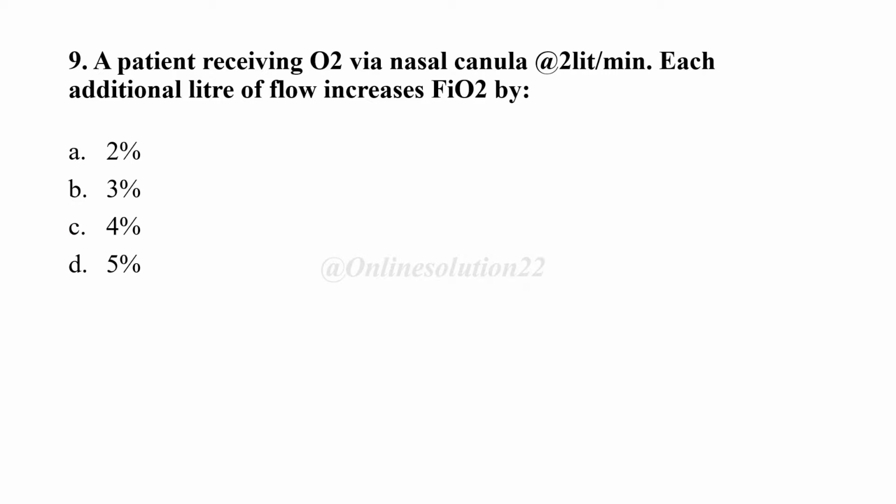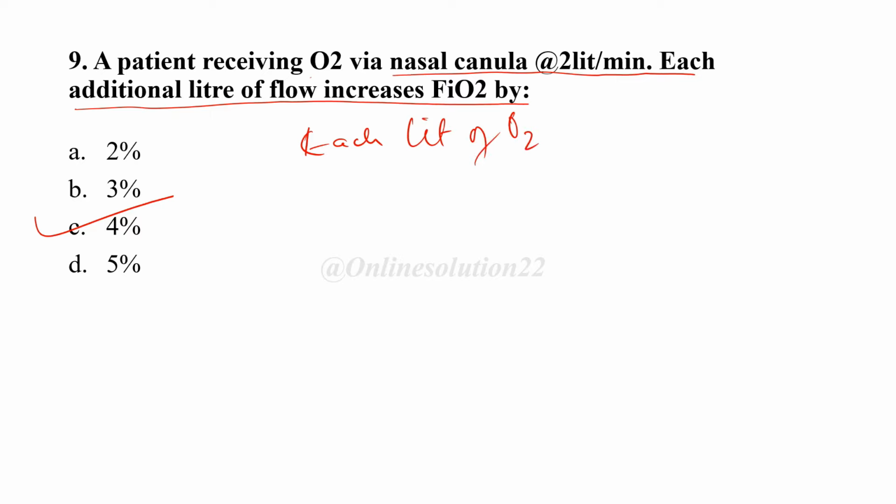Question number 9. A patient receiving oxygen via nasal prong at the rate of 2 liters per minute. Each additional liter of flow increases FiO2 by option A 2%, option B 3%, option C 4%, option D 5%. The correct option here is option C, that is 4%. Each additional liter of oxygen increases FiO2 by 4%.